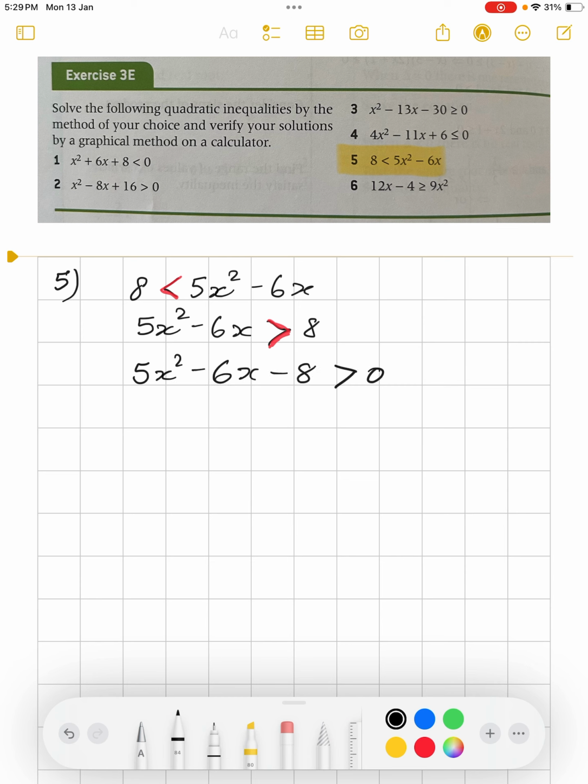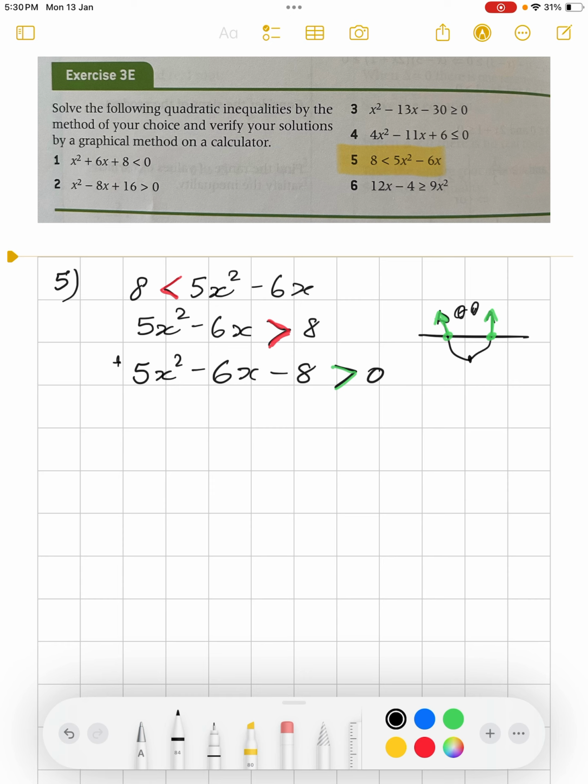Now we've got a quadratic being greater than 0. So it's a positive quadratic. It's a happy graph because it's positive. It's got a minimum. And we're across the x-axis. It is going to be greater than 0 when it's above the x-axis. So it's going to be less than this value and greater than the other value.